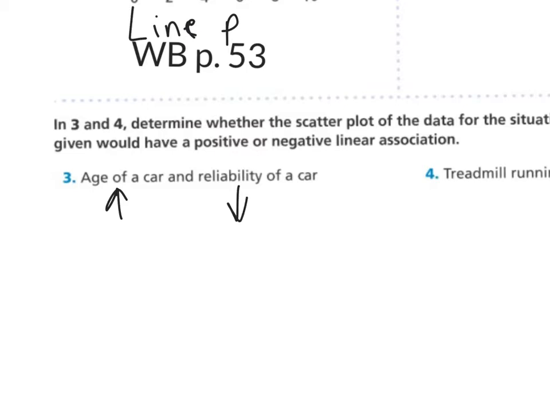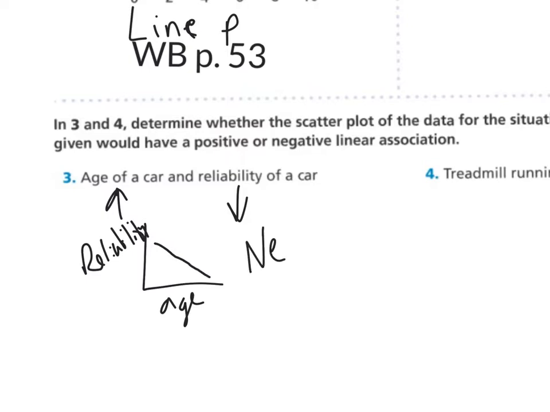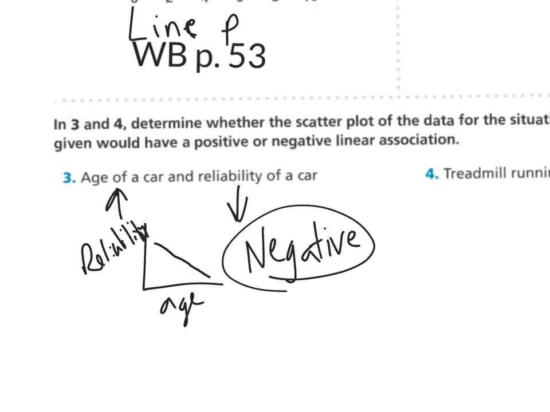And so if you can imagine on a graph, if we would graph this out, if this is our age and this is our reliability, so as the age goes up, the reliability is coming down. So that would have a negative association. What you can think about is if these arrows or if your thumbs are going opposite directions, that's going to be a negative association. If they're going the same direction, that's going to be a positive association.